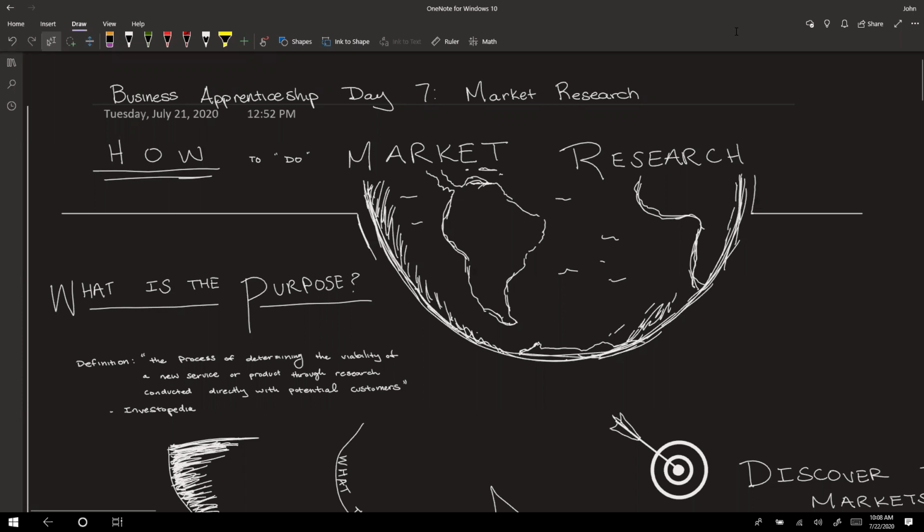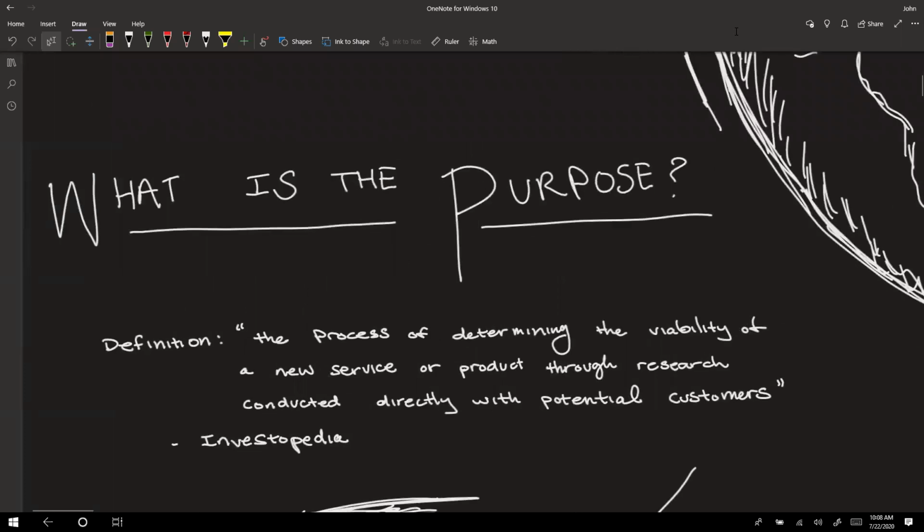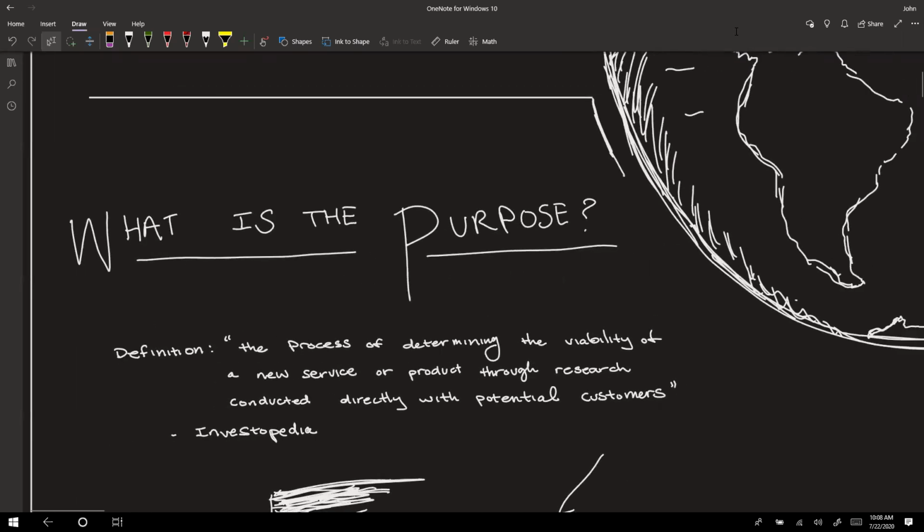How do we research demographics? How do we research certain markets, right? So let's dive right in. So what's the purpose of market research? So the definition that Investopedia gives for market research is the process of determining the viability of a new service or product through research conducted directly with potential customers.